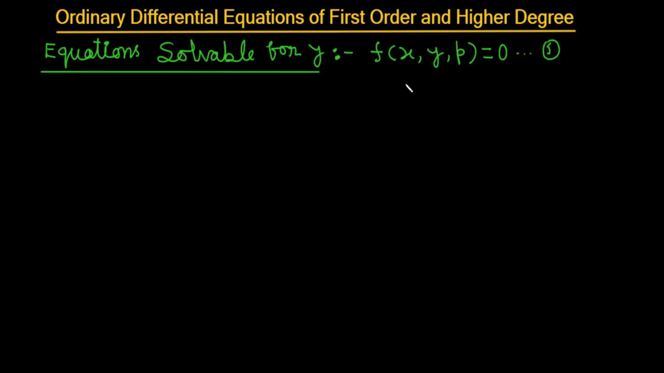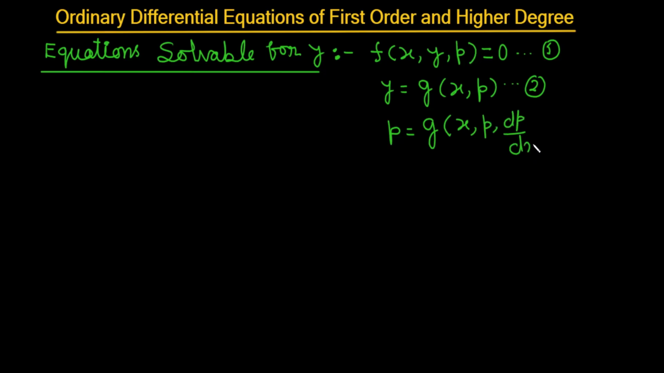Now, suppose it is possible to solve it for the y variable. It means we can write equation number 1 in terms of y equals some function of x and p variable. Let us give it a name, and this is equation number 2. The next step is we will differentiate equation number 2 with respect to x. So dy/dx will become p, and this is equal to g, which will involve the x variable, p variable, and the derivative of p with respect to x. This is our equation number 3.